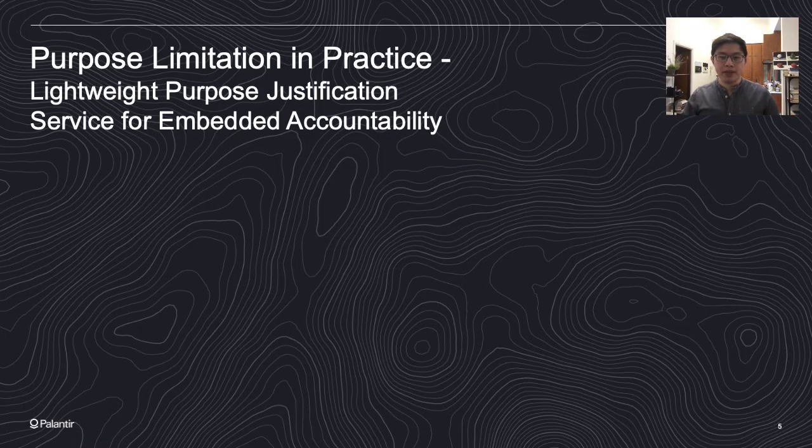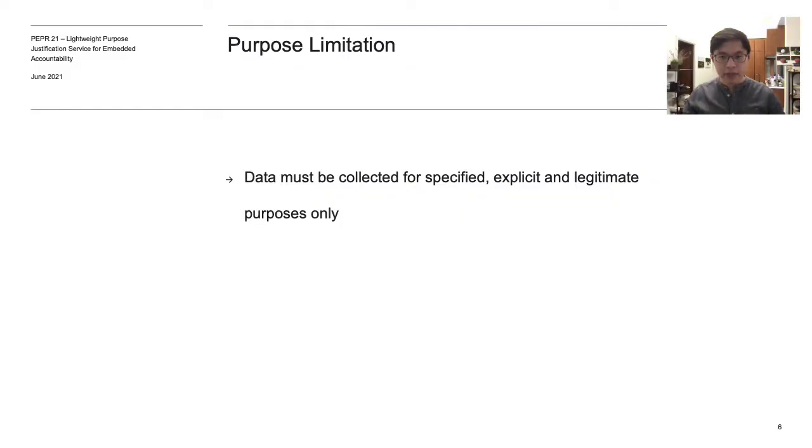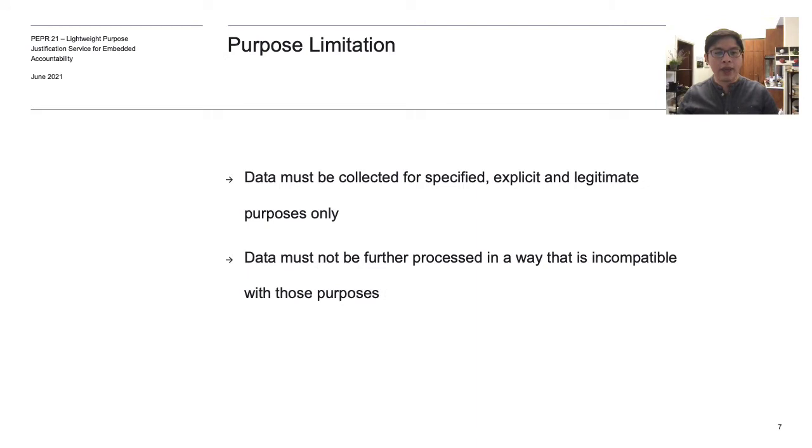Today, we will be discussing one of our technical projects on how we have approached the implementation of an accountability feature in our platforms to deal with purpose limitation in practice. First, let us discuss the data protection principle we are addressing today, purpose limitation. The principle of purpose limitation requires that data must be collected for specified, explicit, and legitimate purposes only, and that data must not be further processed in a way that is incompatible with those purposes.